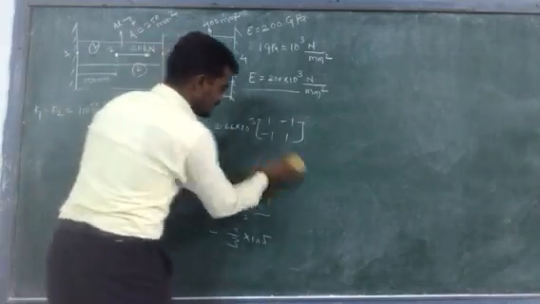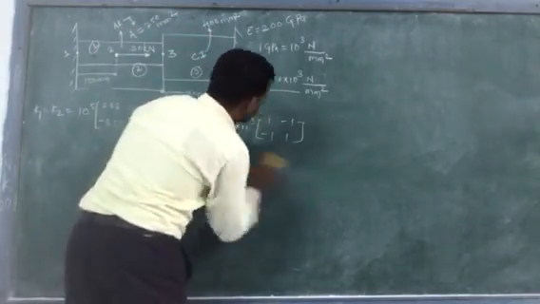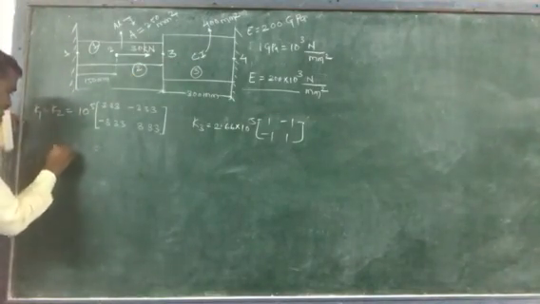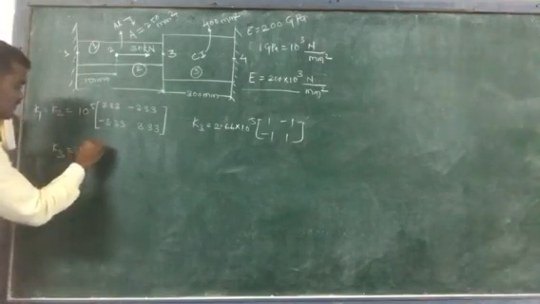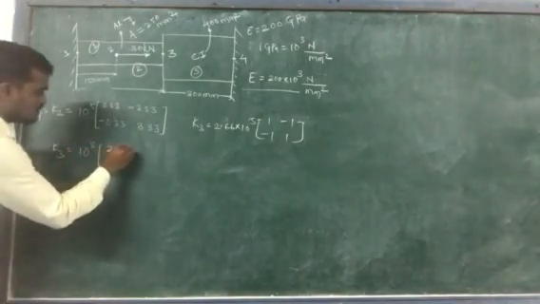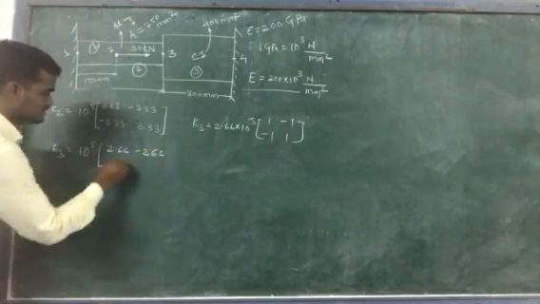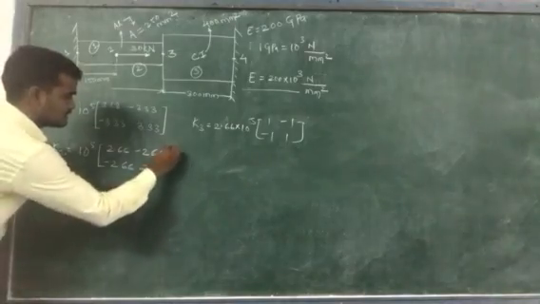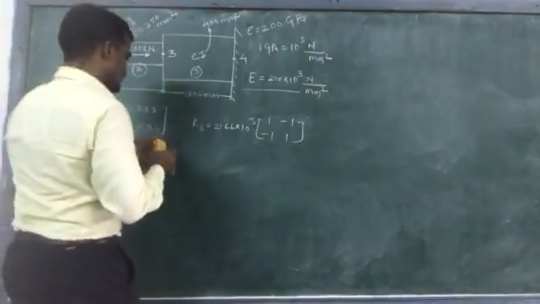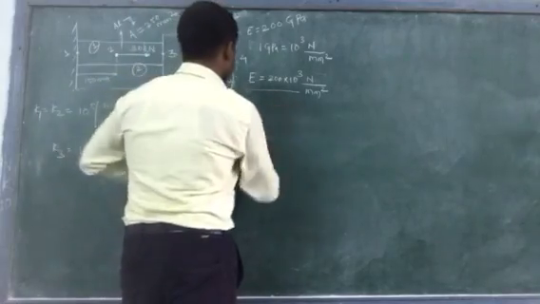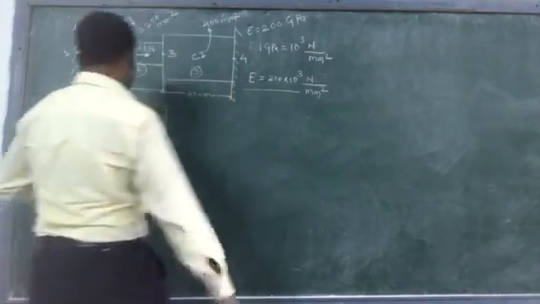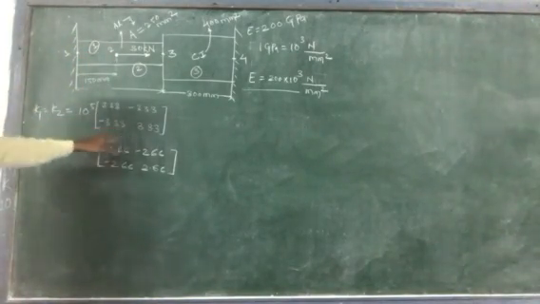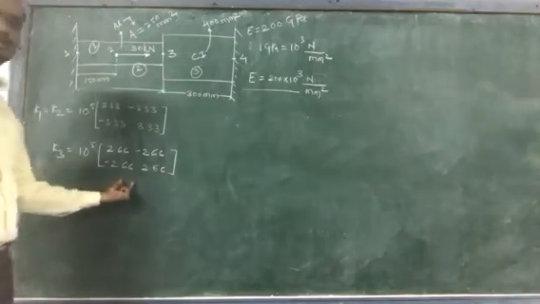Okay, so in this way you will get the elemental stiffness matrix for this third element. You can write this elemental stiffness matrix as K3 is equal to 10 raised to power 5 times the matrix [2.66, -2.66; -2.66, 2.66]. So in this way you will get elemental stiffness matrices for elements 1, 2 and 3. As for elements 1 and 2, all the parameters are same, so the elemental stiffness matrix is same. Then for the third element, this is the elemental stiffness matrix.